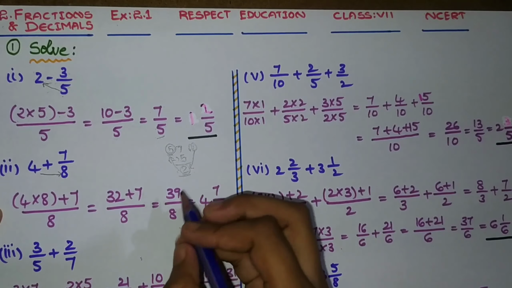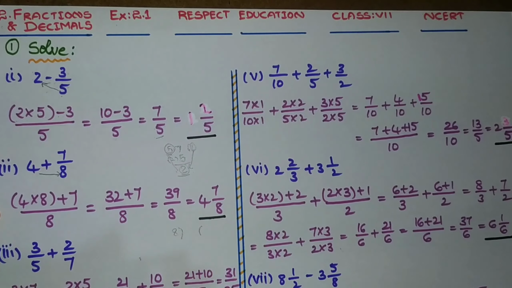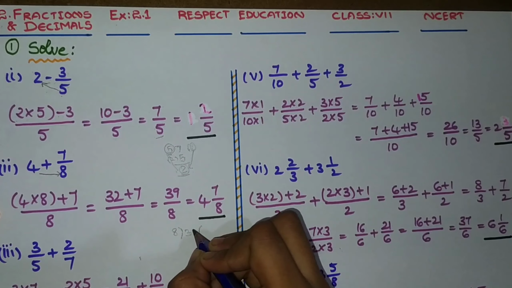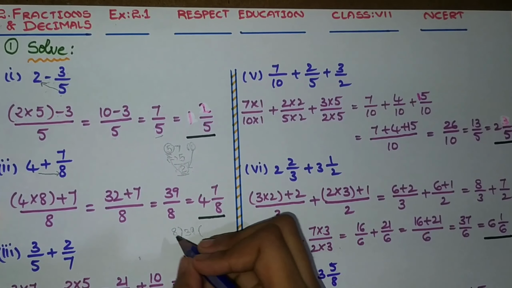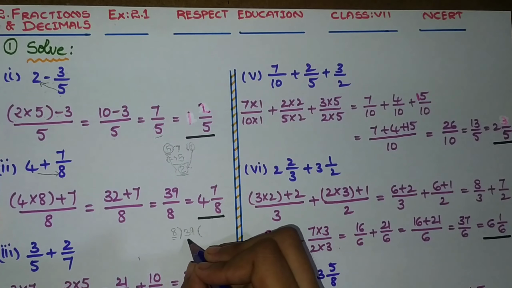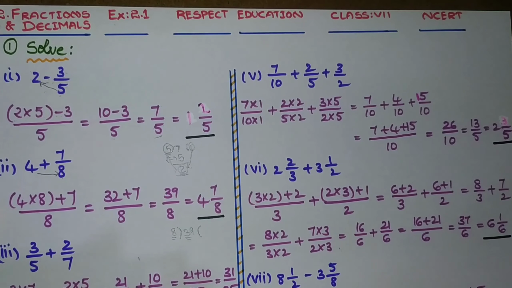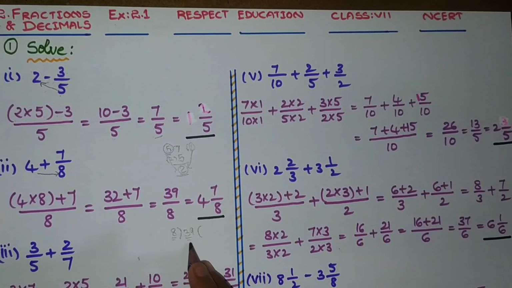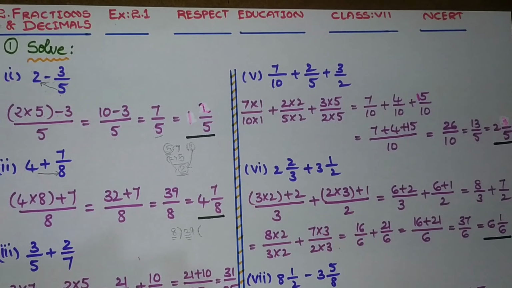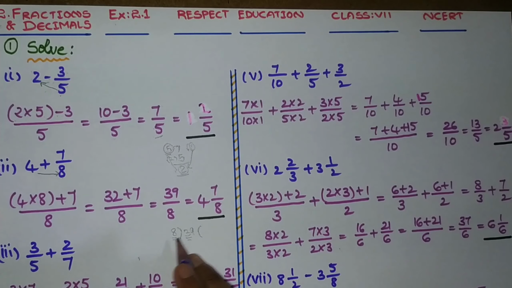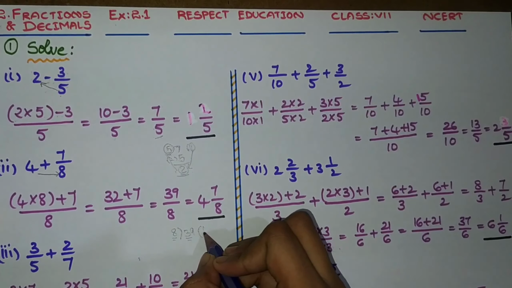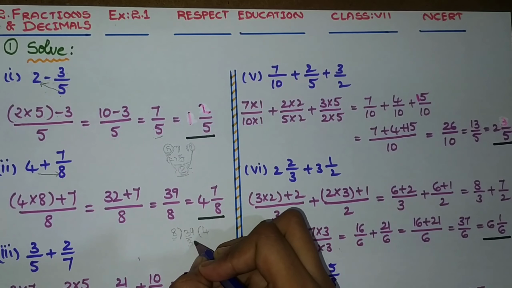8 should be put here, and 39 here as the dividend. Always the divisor is smaller than the dividend. So 39 divided by 8. Now if you observe, 8 4s are 32, which is smaller than 39. 8 5s are 40, which is bigger than 39. So we should take 8 4s are 32.